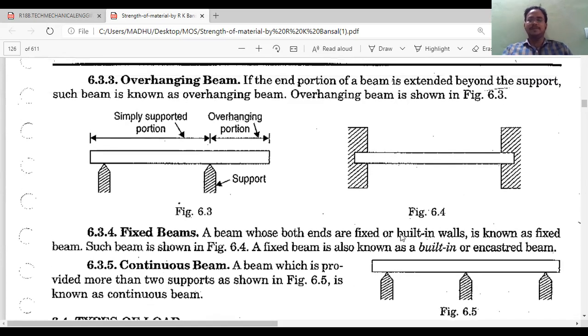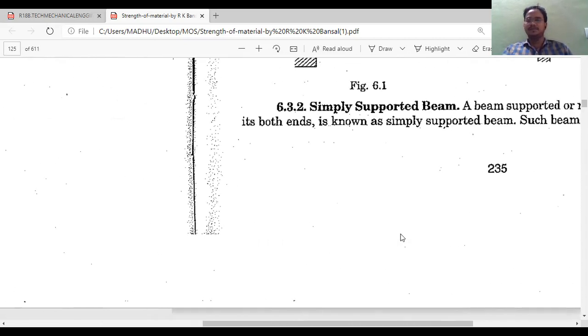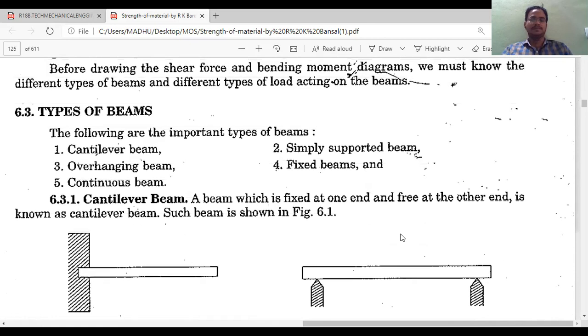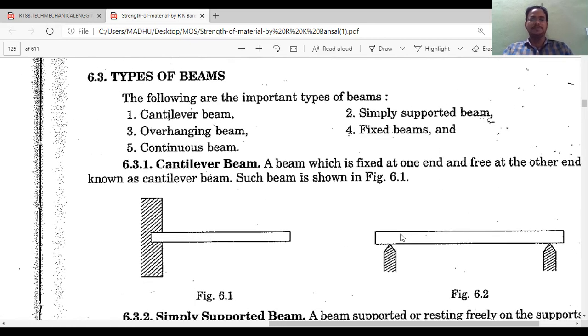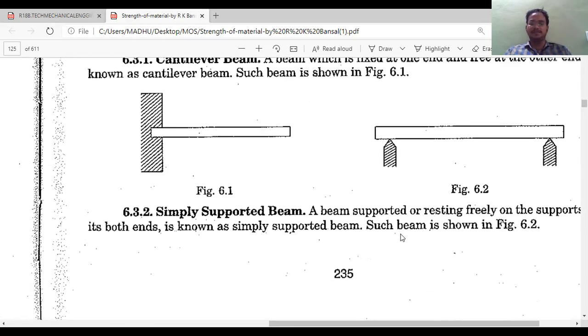So how many types of beams are there? There are five types shown here. They are very important: cantilever beam, simply supported beam, overhanging beam, fixed beam, and continuous beam.